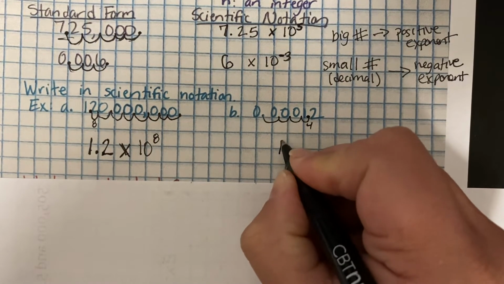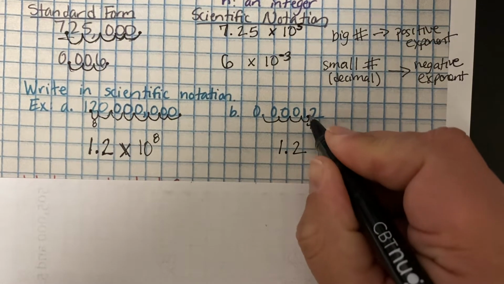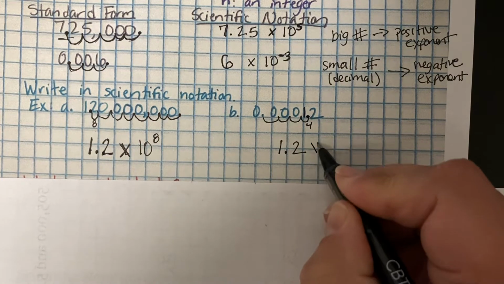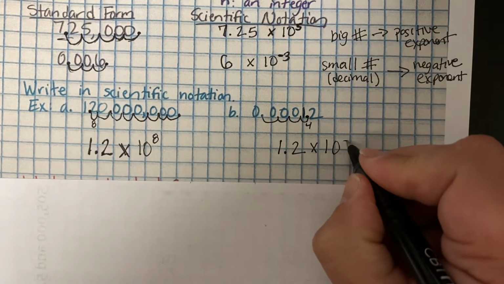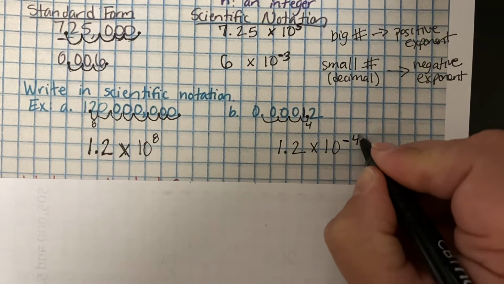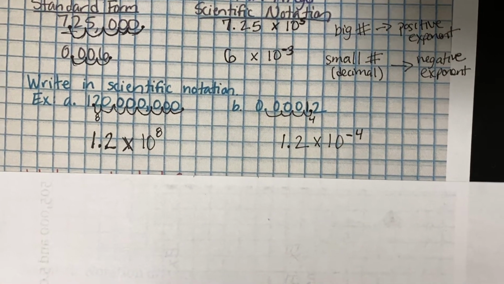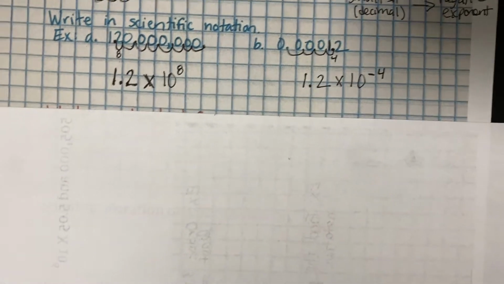So I have on this one 1.2, because that's the number I have there. There's a 1 if you couldn't see it. Times 10. We add a decimal, so we have to make it a negative, and we moved it 4 times. So that's how we go from a really big or really small number to scientific notation.